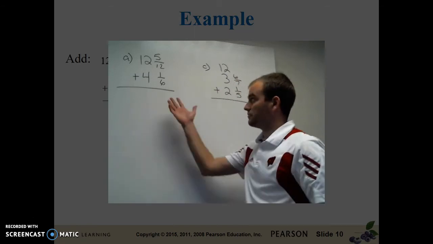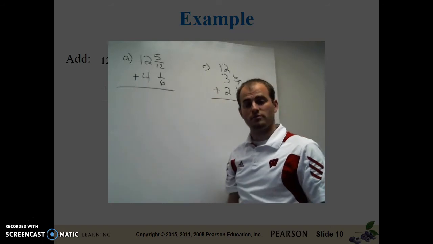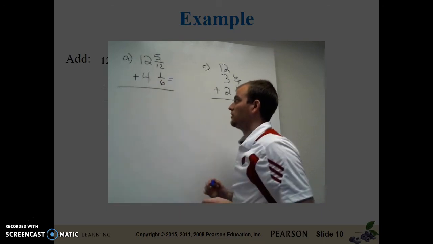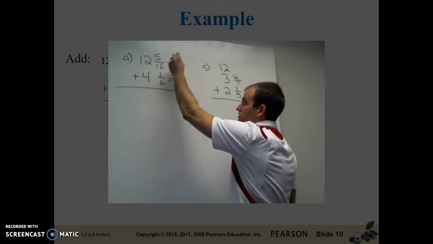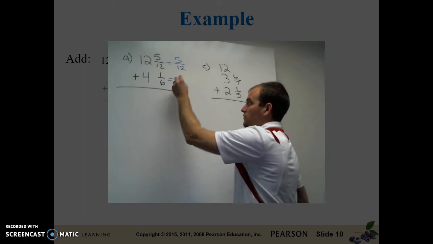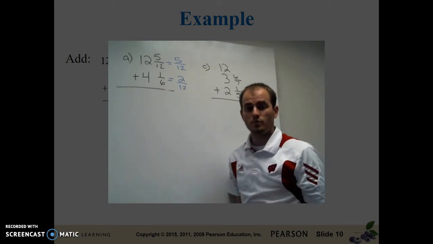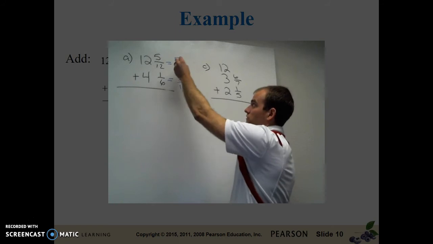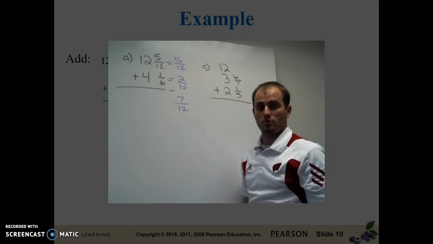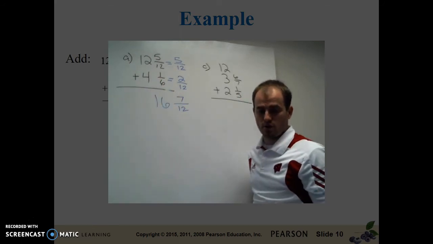So to add these mixed numbers, you first add their fraction parts. And we usually write them vertical, like we would any other addition problem. So to add their fraction parts, first we have to get a common denominator, which in this case would be 12. So the first one's already 5/12. The second one would be multiplied by 2, would be 2/12. All right, now we can add their fractions. 5/12 plus 2/12 is 7/12. Okay, and then 12 plus 4 is 16 and 7/12.